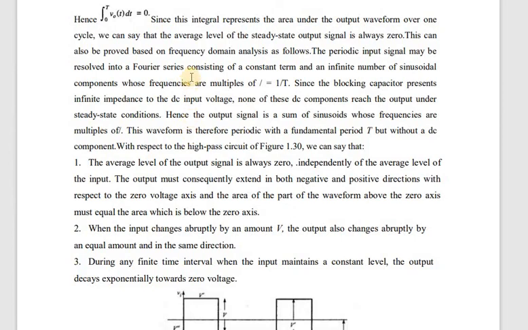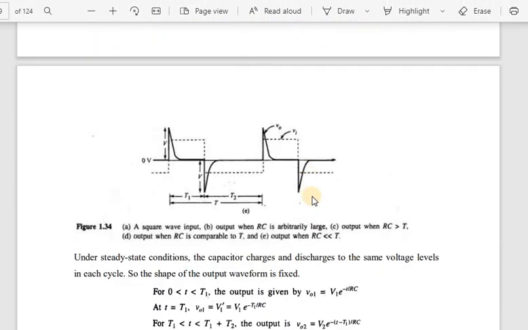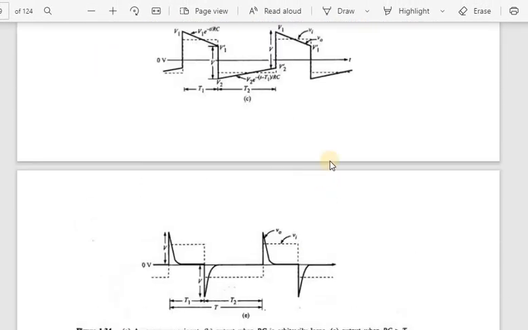So these are the concluding points about a square wave input. I'm not taking it very lengthy, but these points are very important for you. Anyhow, I'll be sharing the notes also. Please do practice, maintain the notes, and see the waveforms properly. I hope you are clear with this part. Now let's see the next part.